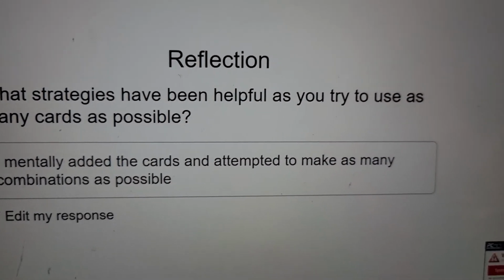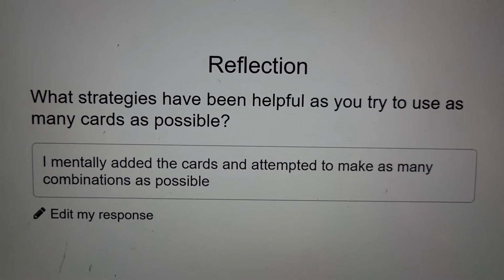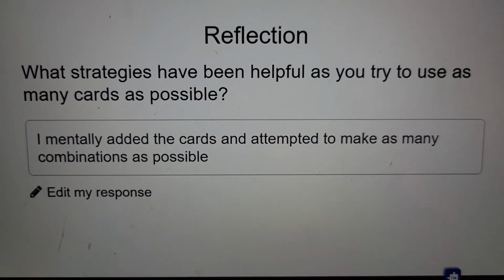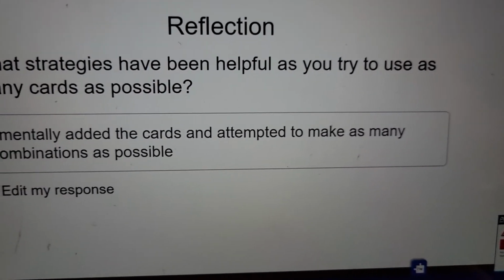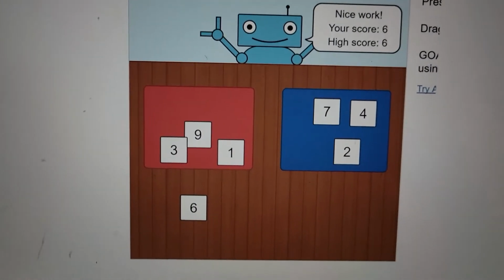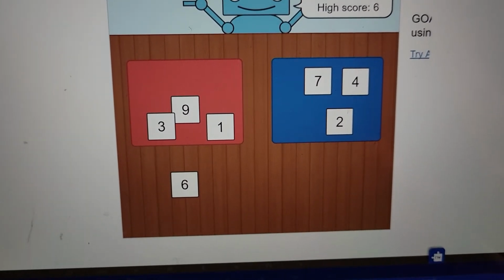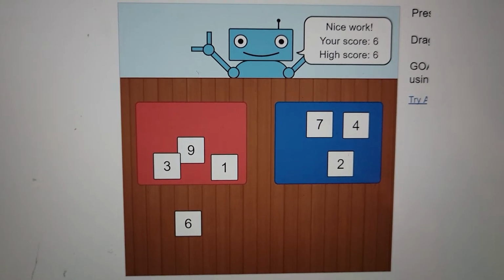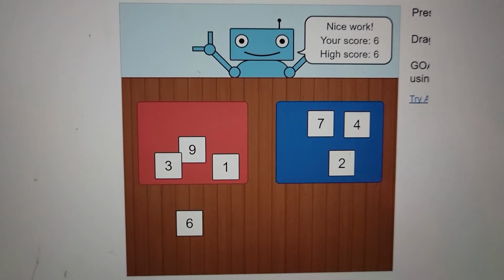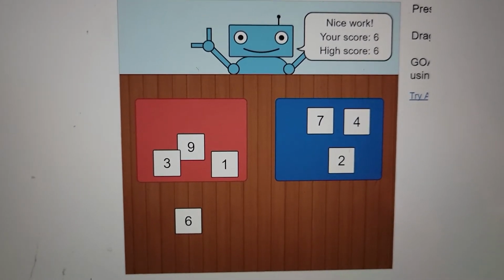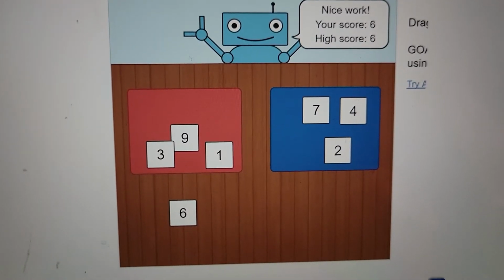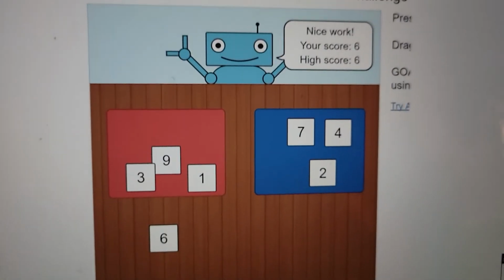So over here, it called me to reflect. What strategies have been helpful to you? Many cards as possible. So I mentally added the cards and attempted to make as many combinations as possible. And in this card scenario, it's 13 again. So I did 9 plus 1 plus 3, which is 13, and 7 plus 2, which is 9, plus 4, which is 13. So in this card combination, I got a total of 6 cards in total.